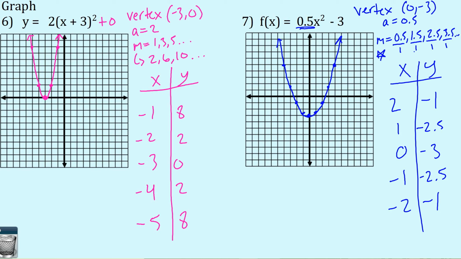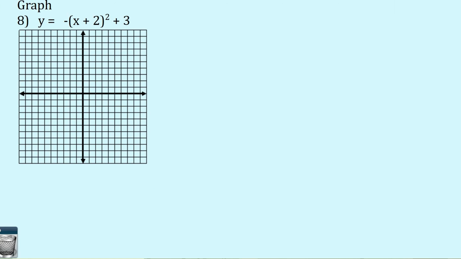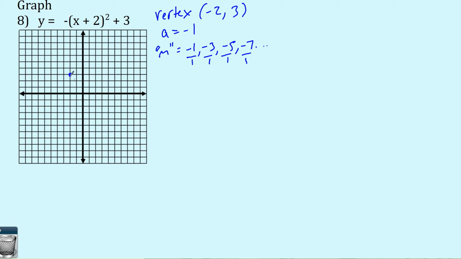So let's keep going. Okay, I'm going to do one more with you. So here we can do rapid graphing. Our vertex is at -2, +3. Our a value is -1, so our new slopes will be -1, -3, -5, -7. So that means everything is over 1, rise over run. So down 1, right 1, down 3, right 1, down 5, right 1, down 7, right 1.